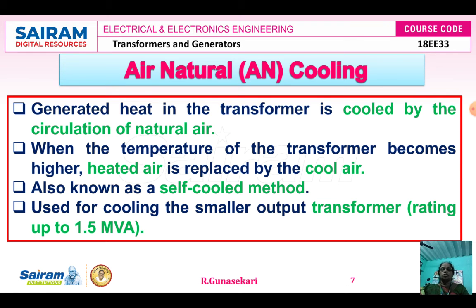This method of cooling is also known as the self-cooled method. This type of air cooling is used for small rating transformers, that means transformers which give smaller output. The rating of such transformers is up to 1.5 MVA. Above 1.5 MVA, air natural cooling is not applicable. It is applicable only up to 1.5 MVA rating.